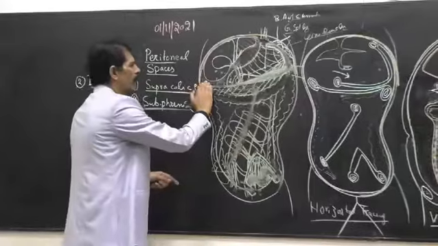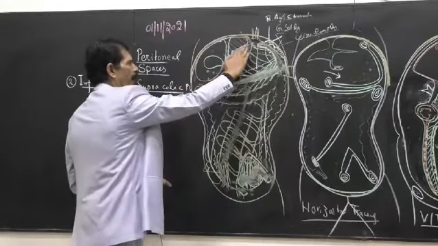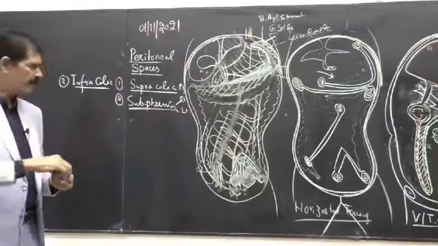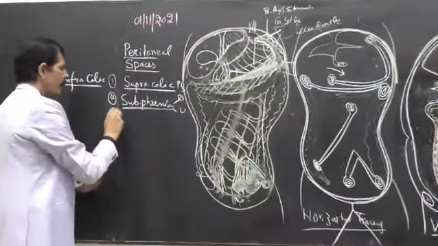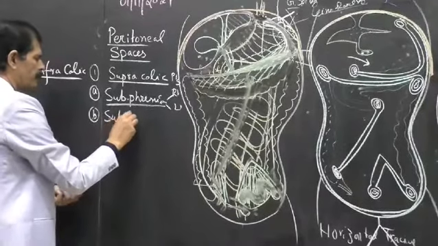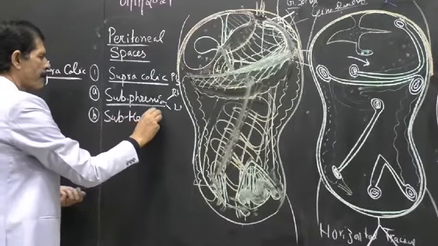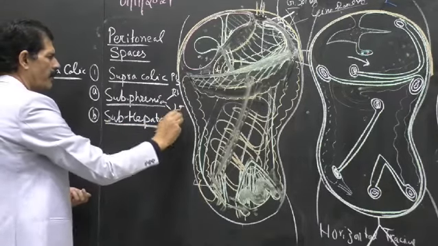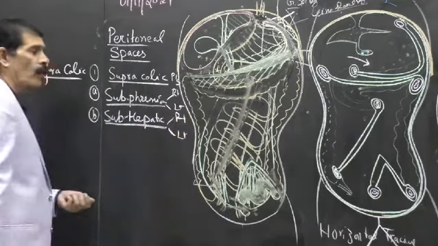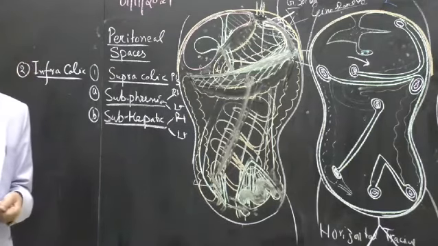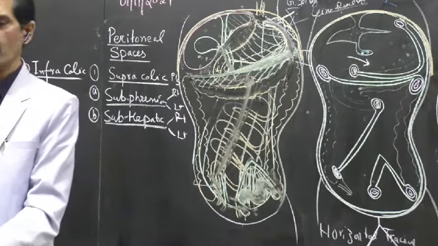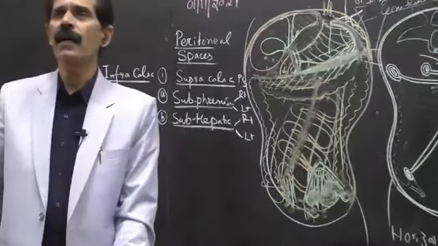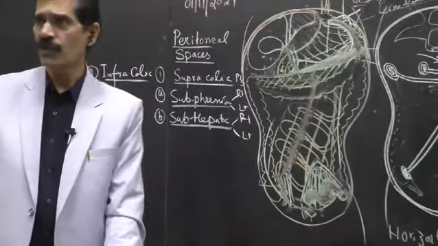Then you can put your hand below the liver. Again, below the liver there are spaces. This is called the subhepatic space. Subhepatic spaces are also two, right and left. Both are very, very important spaces, clinically as well as from the examination point of view. The right subhepatic space is called Morison's pouch.